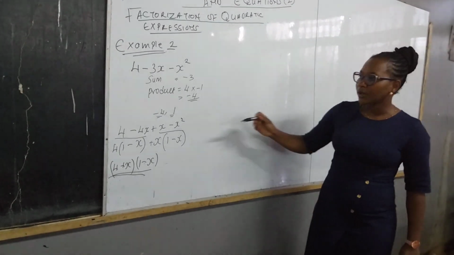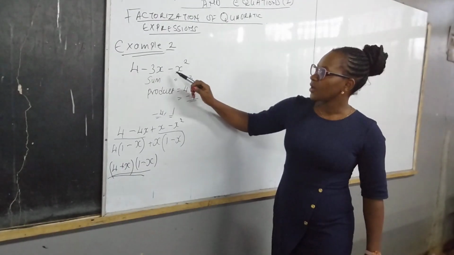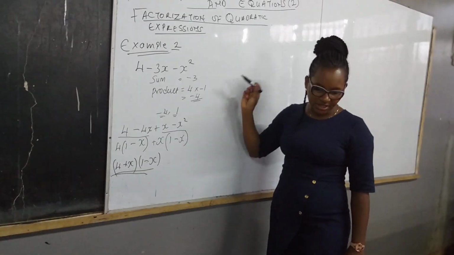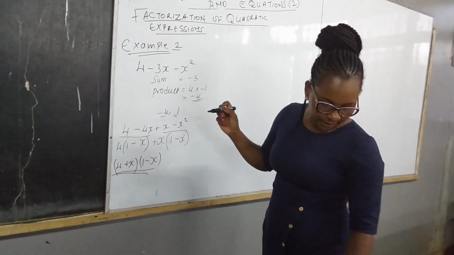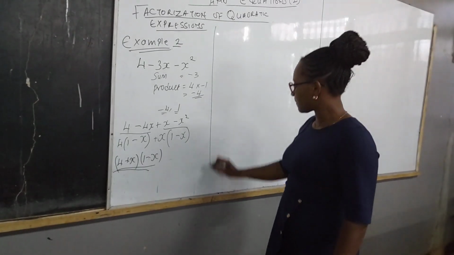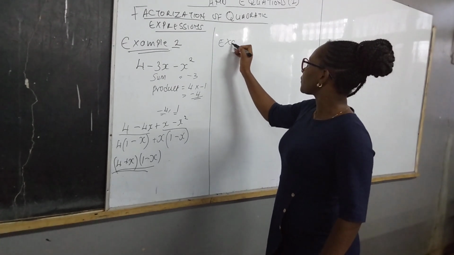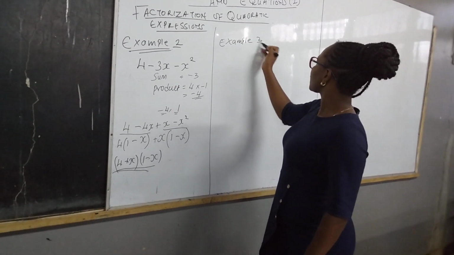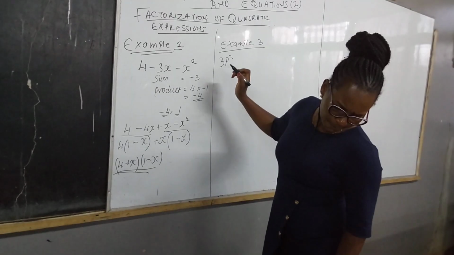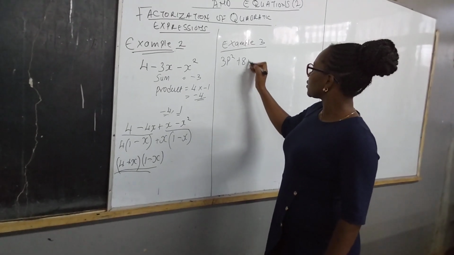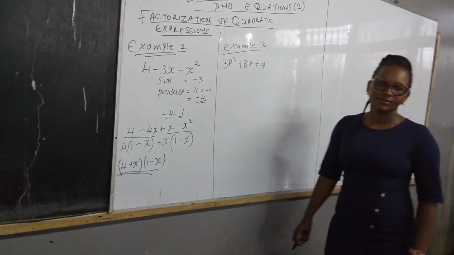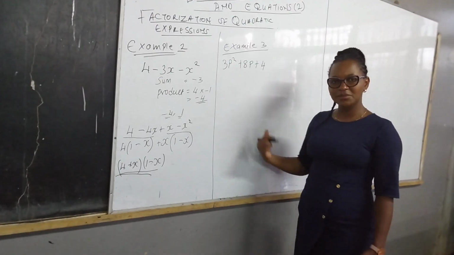So if you look at this one, all the values here we were subtracting: negative 3x, negative x. What if now we have a different example? We can have this example 3: 3p squared plus 8p plus 4. We just follow the same steps.